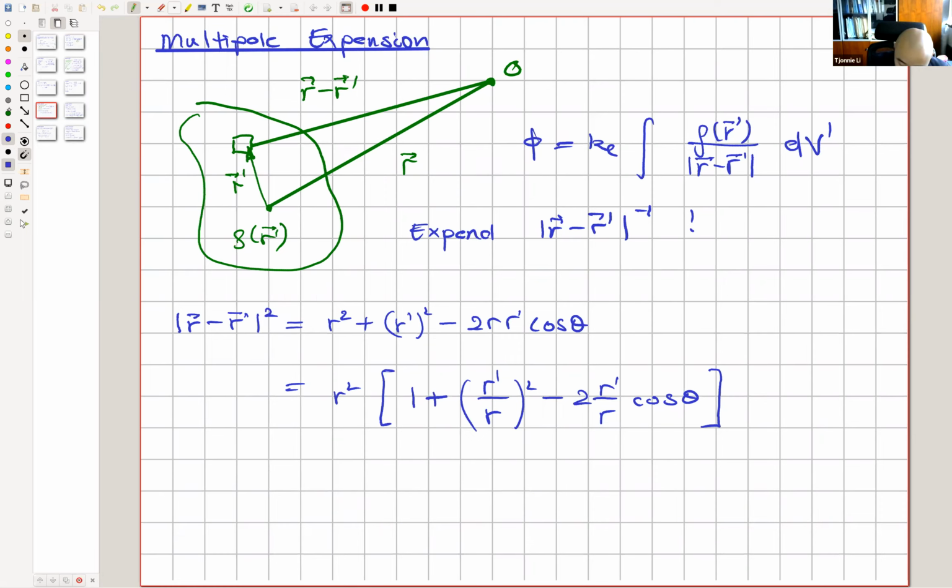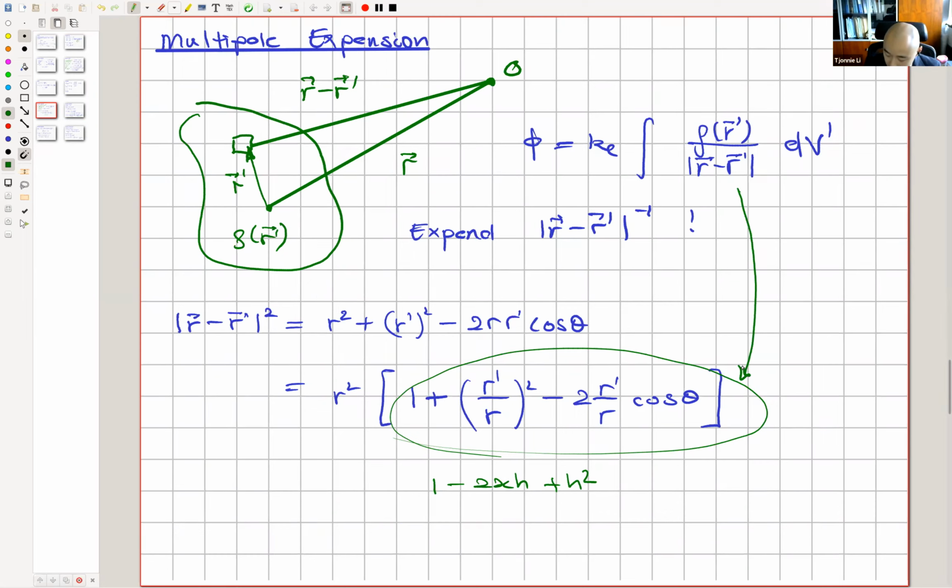So if I look at this factor over here, then this is indeed of the form 1 minus 2xh plus h squared. And in particular, what I see here is that this indeed becomes 1 minus 2xh plus h squared to the power minus a half. So this is indeed what we're looking for. This is the form that we're looking for. And so let's see if we can prove it.